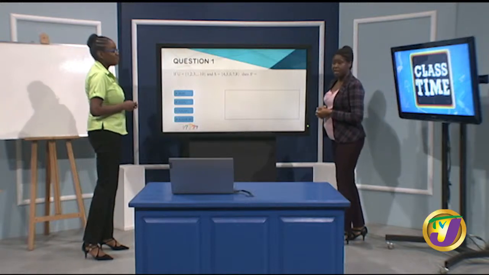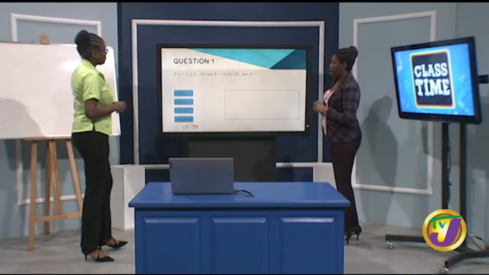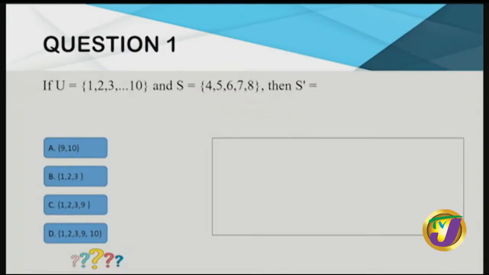So our first question on sets: if U, the universal set, consists of elements 1, 2, 3, and the little dots mean 4, 5, 6, 7, 8, 9, 10, and the set S contains elements 4, 5, 6, 7, 8. Then S complement, with the little mark at the top of S, means that it's not a member of set S. So it's not in S, but it should be a part of the universal set.